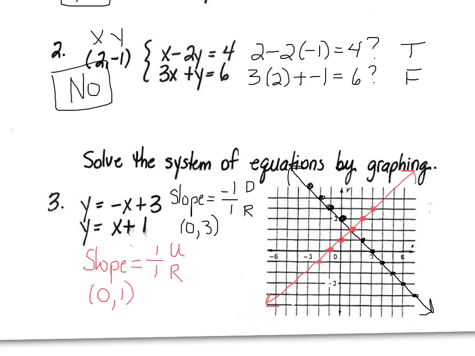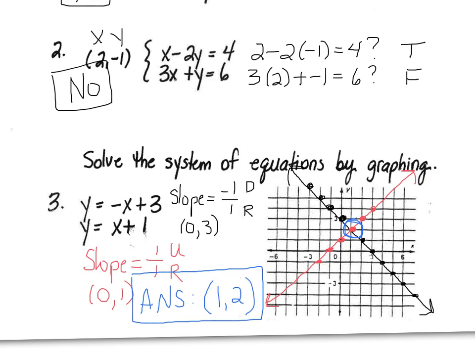Now, the point that I am interested in is this point right here where they intersect. This is my answer. And so I'm going to write my answer as an ordered pair. So my answer is going to be the ordered pair 1, 2. And so that would be the solution to my system of equations. And if I substituted 1 in for x and 2 in for y into both of those equations, both equations would end up being true statements.